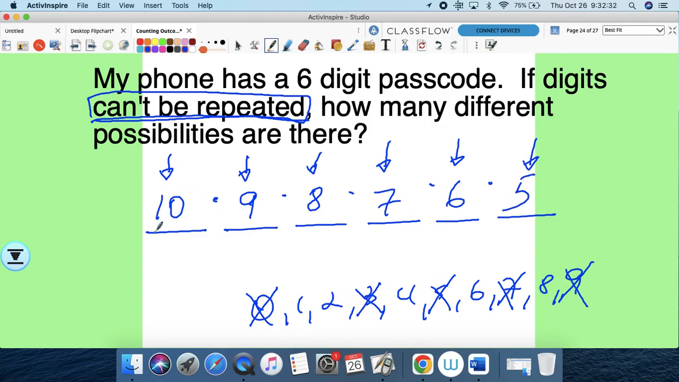So there's a number of choices in one event times the number of choices in the other event. But you have to make sure that in this case you have to subtract 1 because you can't repeat. So 10 times 9 times 8 times 7 times 6 times 5, enter. The total number of different passwords that I can use for my iPhone is 151,200.